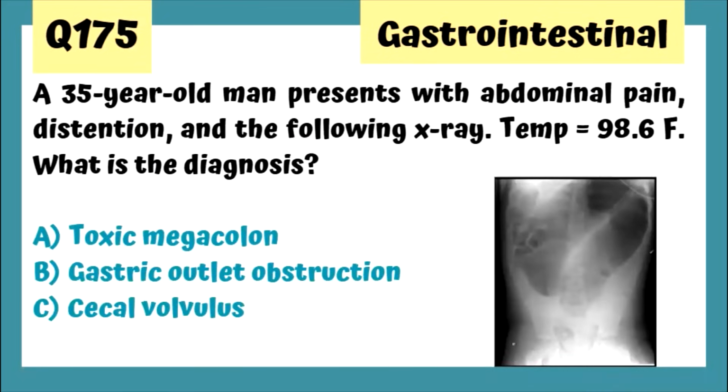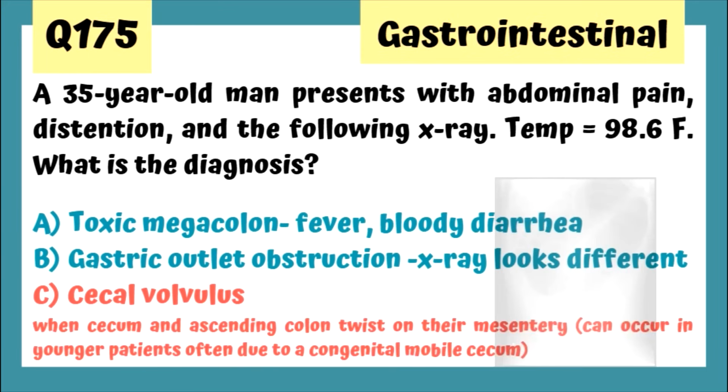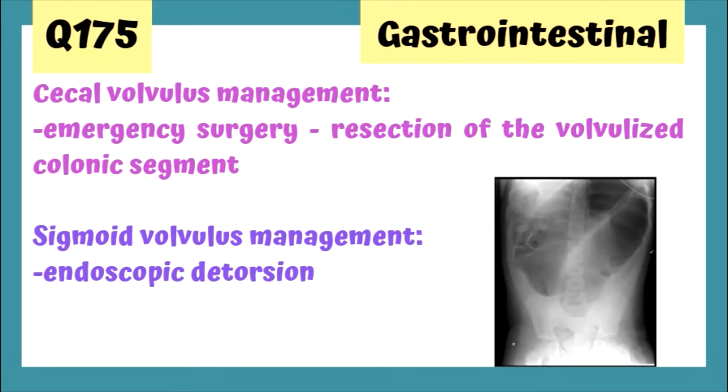Question 175, a 35-year-old man presents with abdominal pain and distension, with the following x-ray. Temperature is 90.6. What is the diagnosis? So this looks like volvulus, and over here, this is the cecal form. In the cecal form, the cecum and the ascending colon twist on the mesentery. It can occur in younger patients, often due to a congenital mobile cecum. And here we have the difference between cecal and sigmoid. Cecal requires emergency surgery, resection of the volvulized colonic segment, and in sigmoid volvulus, management involves endoscopic detorsion.